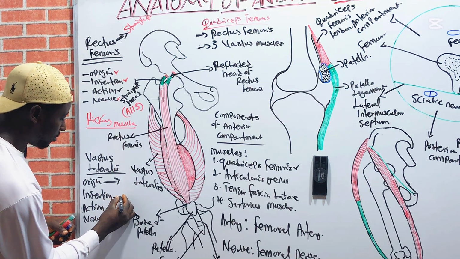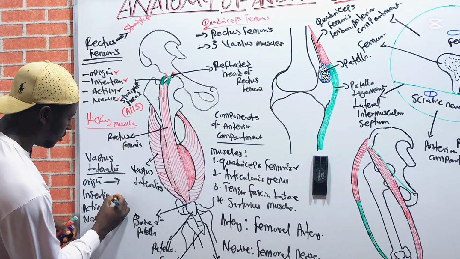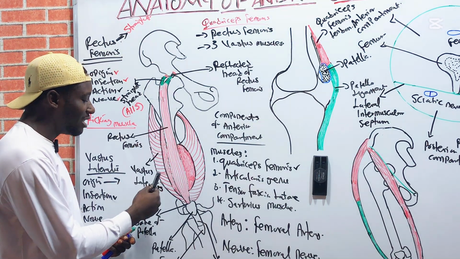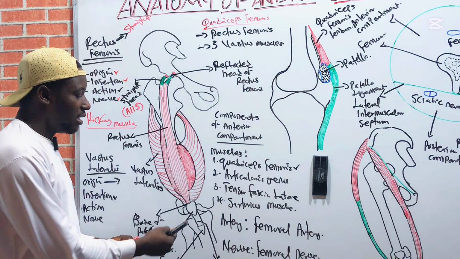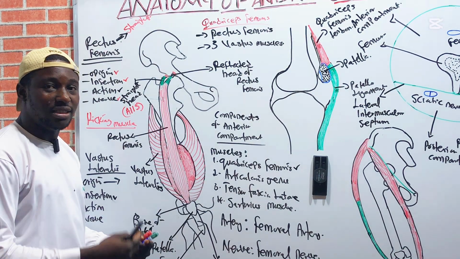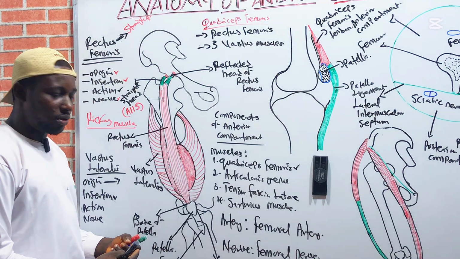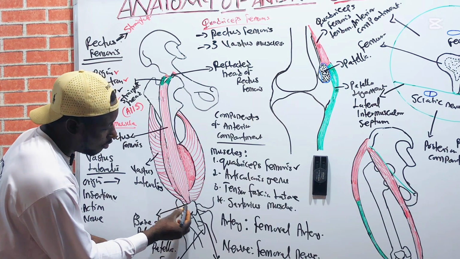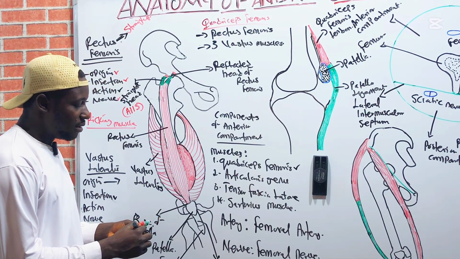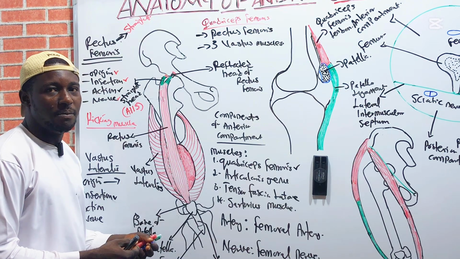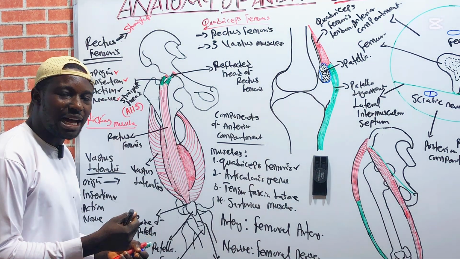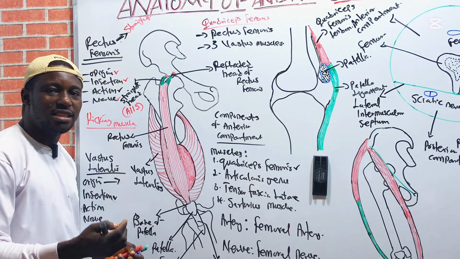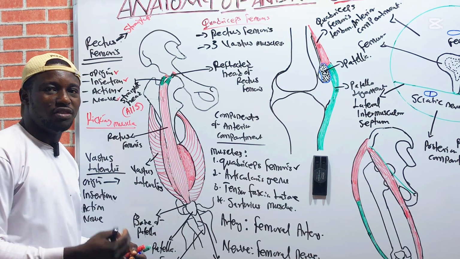Now, the insertion. The vastus lateralis muscle inserts with the quadriceps femoris tendon. That is the tendon of the quadriceps femoris. And now, as you can see here, it forms a good insertion at the base of the patella. It inserts at the lateral aspect of the base of the patella. That's the number one insertion. It also inserts at the upper one-third of the lateral border of the base of the patella.